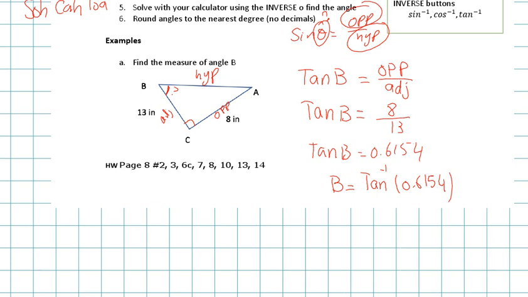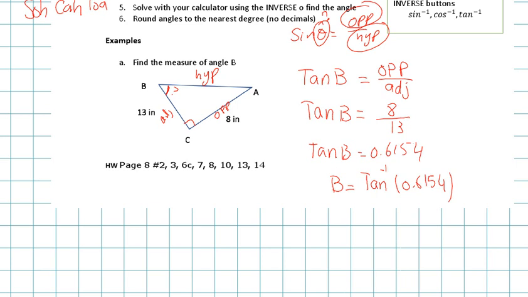31.6. Okay, now let's read the last one. Round angles to the nearest degree. The angles have to be whole numbers. You can't have point something of an angle, unless the question specifies otherwise. But the rule is angles to the nearest degree. Sides, 1 decimal place. I'm going to write this down on the side.